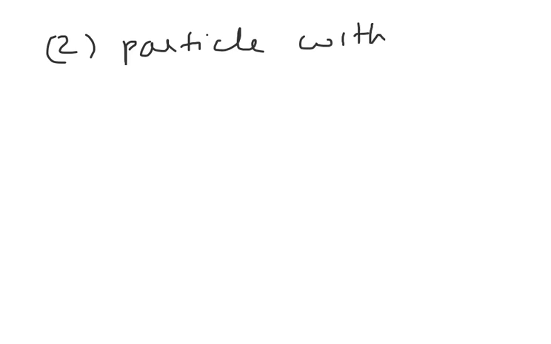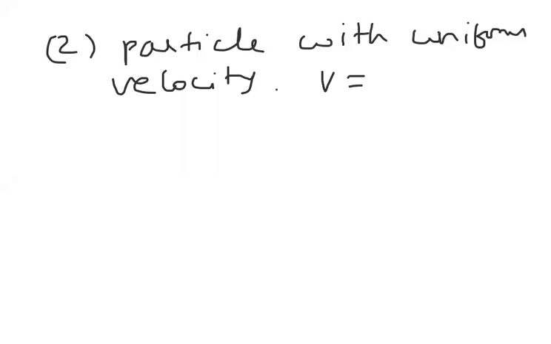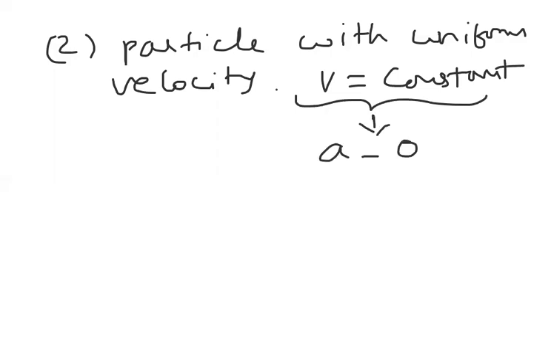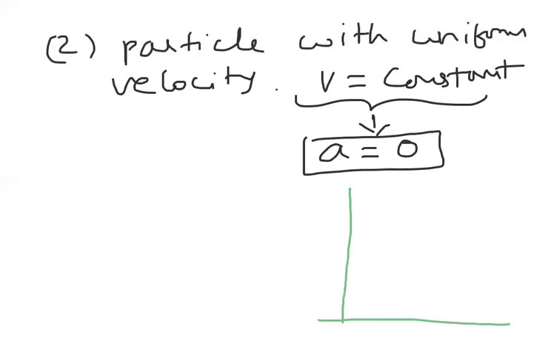Now let us observe another one. Second case, particle with uniform velocity. Whenever we say the particle is traveling with uniform velocity, it means velocity is constant. I told you that if velocity is constant, then acceleration is zero. Why? Because acceleration is the rate of change of velocity.